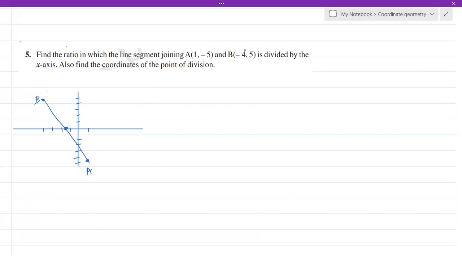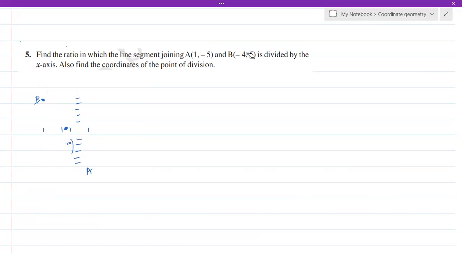There are two things that we have to find. In what ratio, let's take this as P. In what ratio is the point P dividing the line segment? And we should also find the coordinates of P. Remember, if a point is on the x-axis, we represent it as what? x, 0. So we have to just find the value of x.